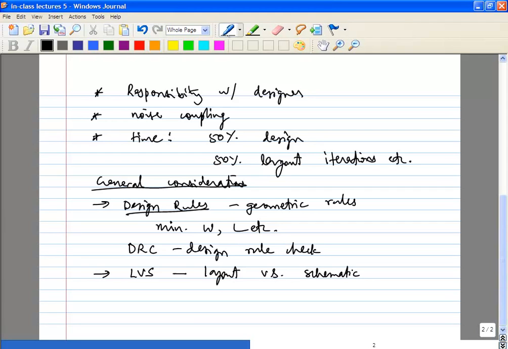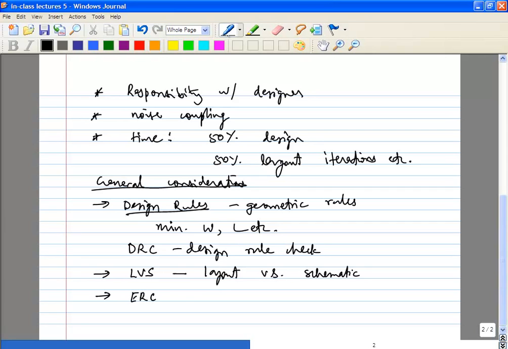This is called layout versus schematic. So what this does is, let's say you have forgotten to connect the bulk of a transistor. Okay, when you lay out, you don't want to send it off to the foundry like that, because the transistor is not going to work properly. Okay, so what this does is it compares the electrical connections between the schematic and your layout, and makes sure that things are exactly the way you want it.